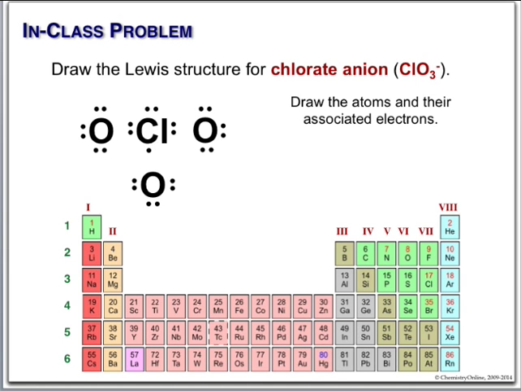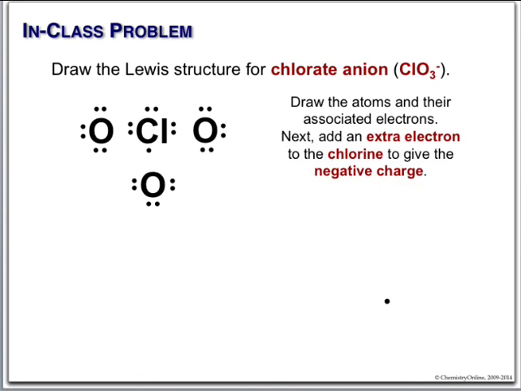Now we can look at this and say, okay, we can make a nice single bond here, can't we? Make a nice single bond here, but we only have 1 electron here. However, chlorate is an anion, isn't it? So we're going to put in 1 more electron, and it always goes on the central atom. So here comes our electron. And now this group is going to have a negative charge.